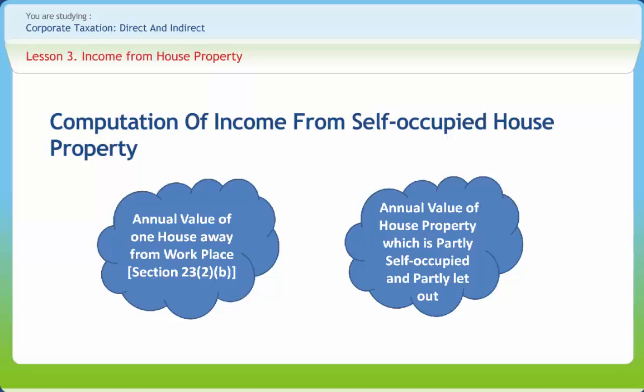To understand annual value of one house away from workplace, let's see an example. A person may own a house property in Bangalore which he normally uses for his residence. He is transferred to Chennai where he does not own any house property and stays in a rental accommodation. In such a case, the house property in Bangalore cannot be used for self-occupation, and notional income would normally have been chargeable although he derives no benefit from the property. To save the taxpayer from hardship in such situations, it has been specifically provided that the annual value of such a property would be taken to be nil subject to the following conditions.